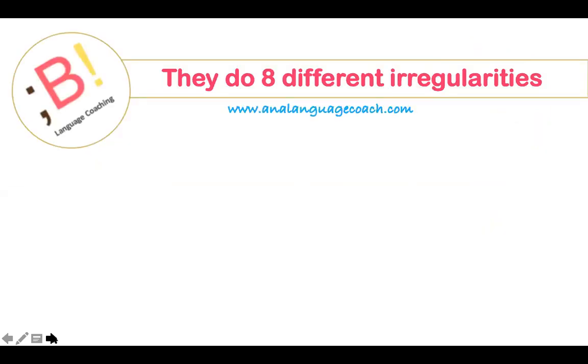The irregular verbs do 8 different irregularities, and remember that you can find them at the back or at the end of the books. For example, the Grammar in Use book from Cambridge, or even Oxford books. Any English book that you have at home probably has the irregular verbs. I'm sure you have seen them before.